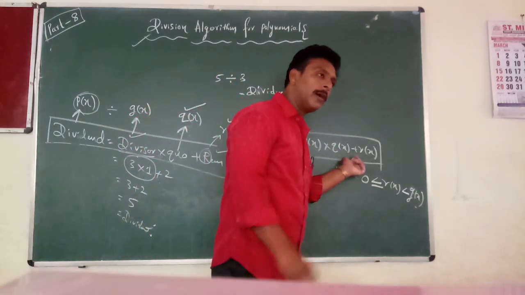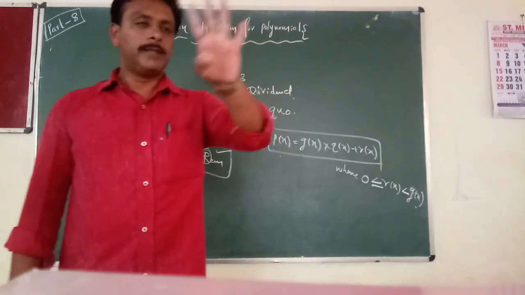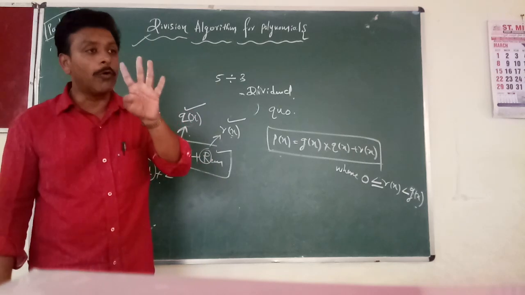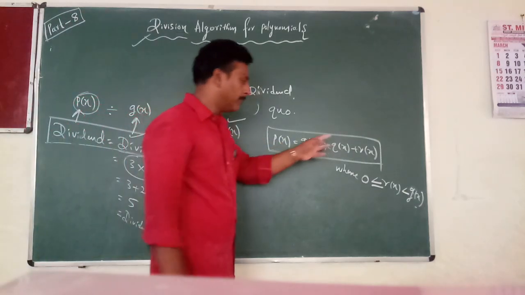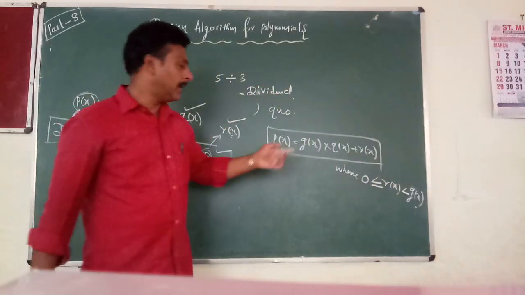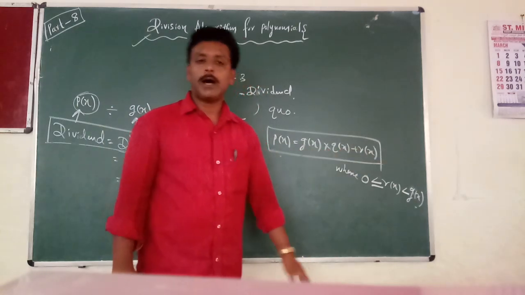Q of x means what? Quotient. R of x means what? Remainder. So this is the formula which gives the relation between four polynomials. P of x be a polynomial. Okay, but remember this is the product of g of x and q of x plus remainder r of x.